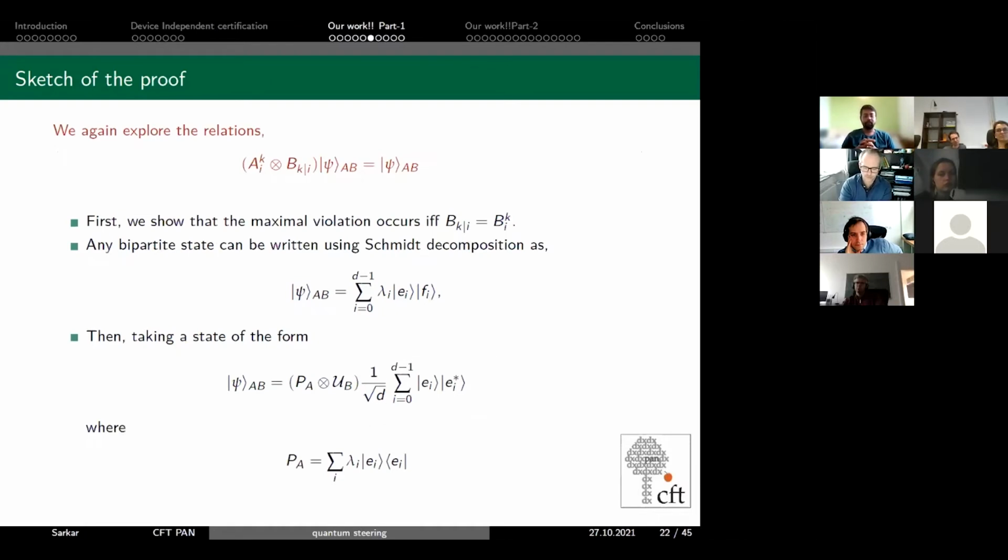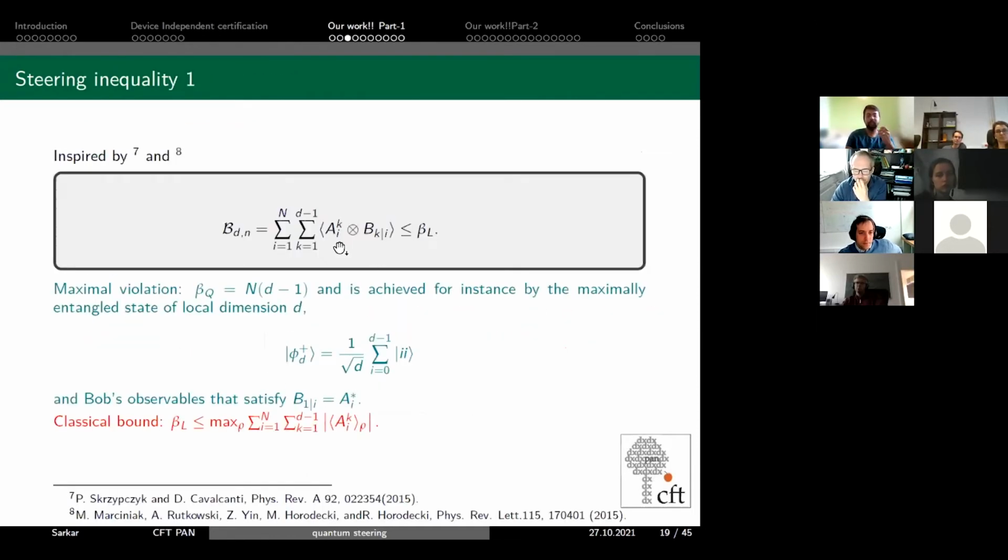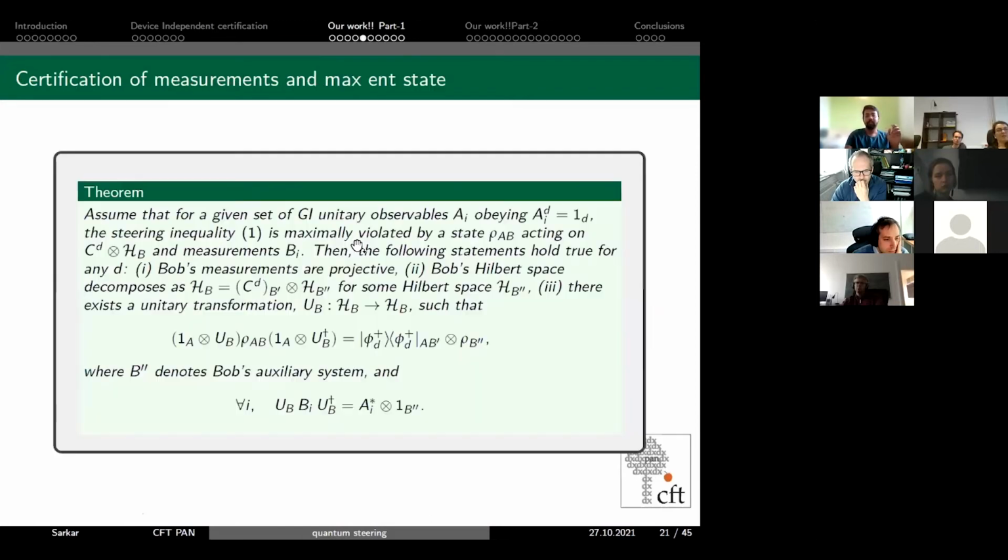Okay, so a small sketch of the proof. As we did before, let me go back to the inequality. Since the quantum bound is also equal to the algebraic bound, each of these terms has to be 1. So from here, what you can.